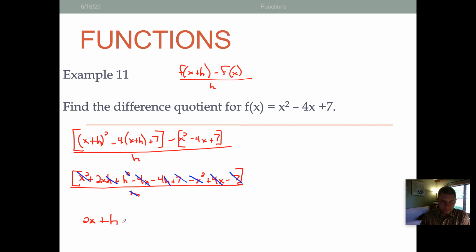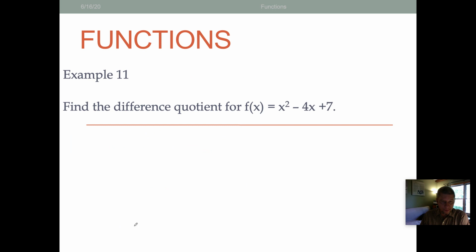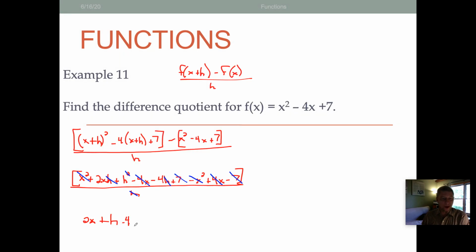And I'm missing, I think that should be it. Oh no, minus 4, because there's a 4 here. We get rid of the h's. All right. And so that's sloppy, but it says 2x plus h minus 4. And this, of course, is when the value of h is not equal to 0. Okay, so that is the difference quotient, 2x plus h minus 4, where h is a really small number.